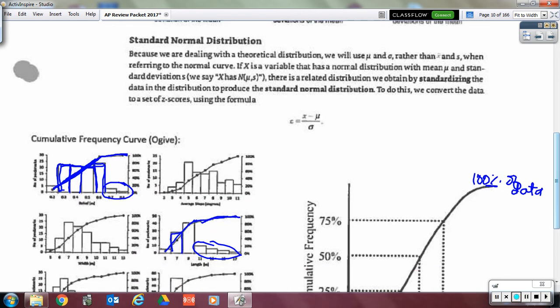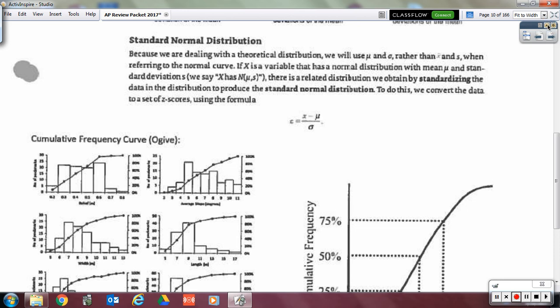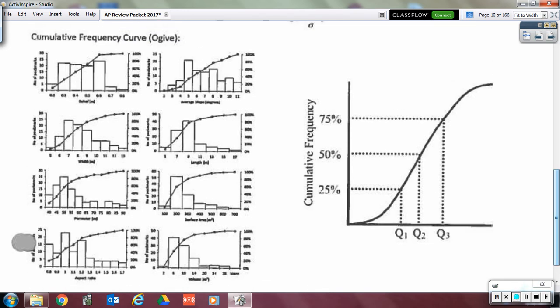Okay, let's go to this down here. We have not done a lot of these, so let's review this. This is a cumulative frequency curve, sometimes called an ogive. Okay, and of course, cumulative means what? You're accumulating the data. So I accumulate the number of pieces of data.